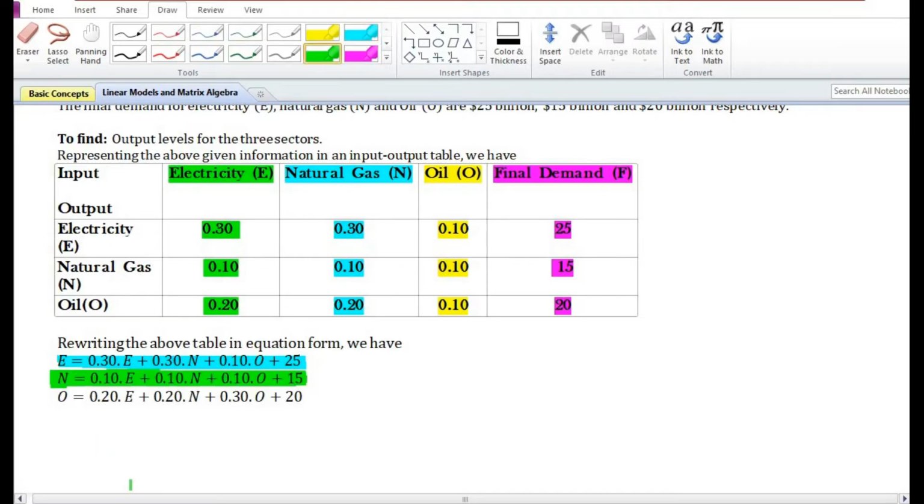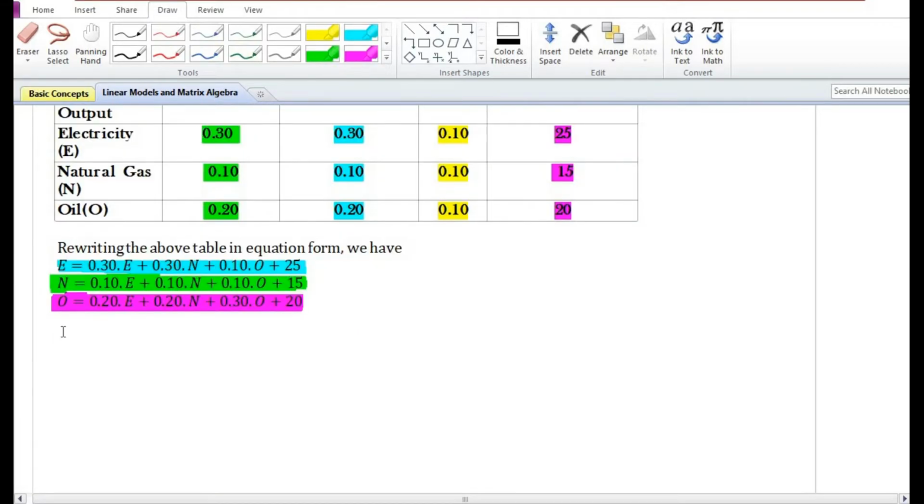The output of natural gas sector is being demanded as intermediate input by the electricity sector, by the natural gas sector, that is by itself, and by oil sector. Part of its output is also being demanded as final good by consumers. The third equation shows that the output of oil sector is being demanded as intermediate input by the electricity sector, by natural gas sector, and by oil sector, that is by itself. Part of its output is also being demanded as final good by consumers.